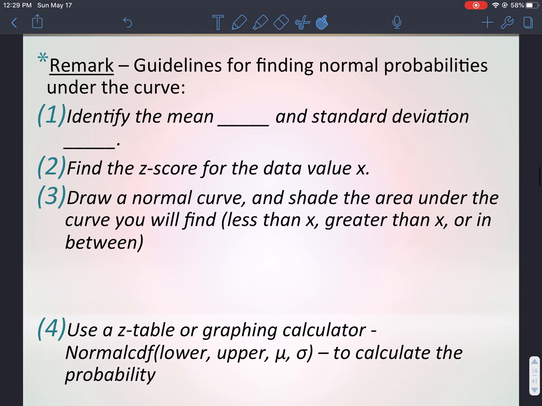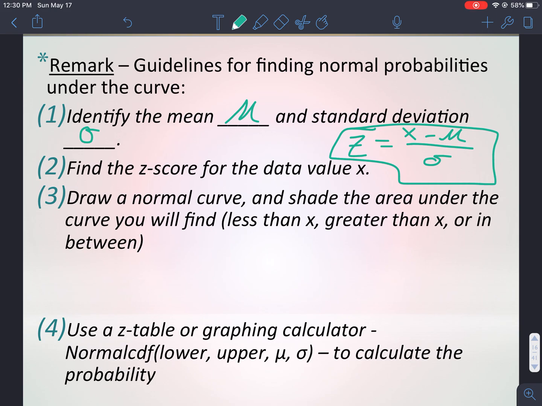So, guidelines for finding normal probabilities under a curve. First, identify the mean mu and the standard deviation sigma. Second, find the z-score for the standard normal that corresponds to your data value x. We've got this small formula, x minus mu divided by sigma.